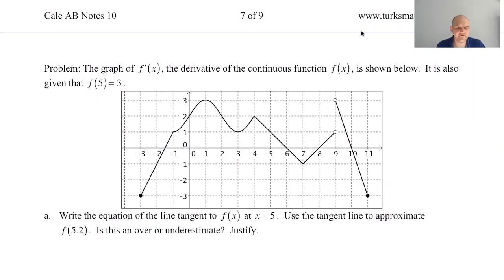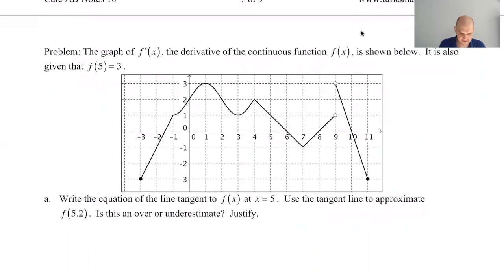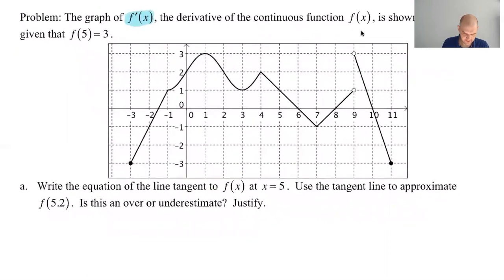It's also given that f of 5 is 3. So this is a graph of f prime, and that's important, and by far the most common thing that you'll be given. Write the equation of the line tangent to f of x at x equals 5. Use the tangent to approximate f of 5.2. Is it an over or underestimate? Justify.